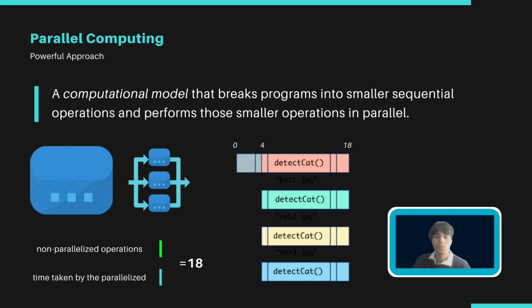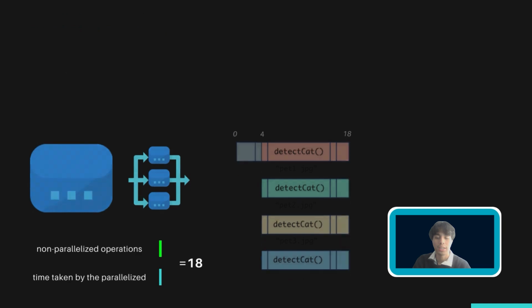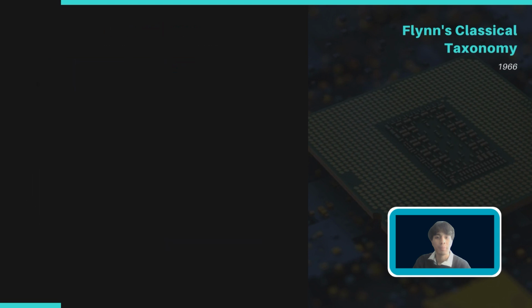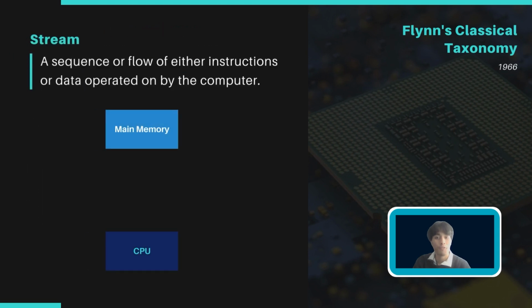Moving on to understand parallel computer architecture, Flynn's taxonomy, proposed in 1966, provides a systematic framework for classifying parallel computers based on two independent dimensions: instruction stream and data stream. The term stream refers to a sequence or flow of either instructions or data operated on by the computer.